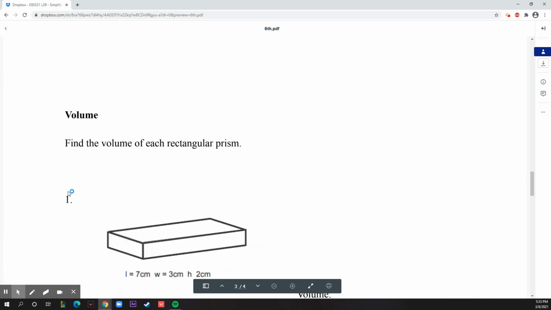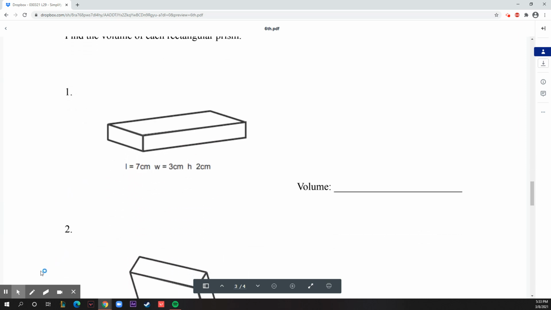Okay, next section, volume. Volume is always length times width times height. So you just multiply these three things. And it's 7 times 3, which is 21, times 2, which is 42. And it's 42 units cubed. The unit here is centimeters, so it's 42 centimeters cubed, or 42 cubic centimeters.